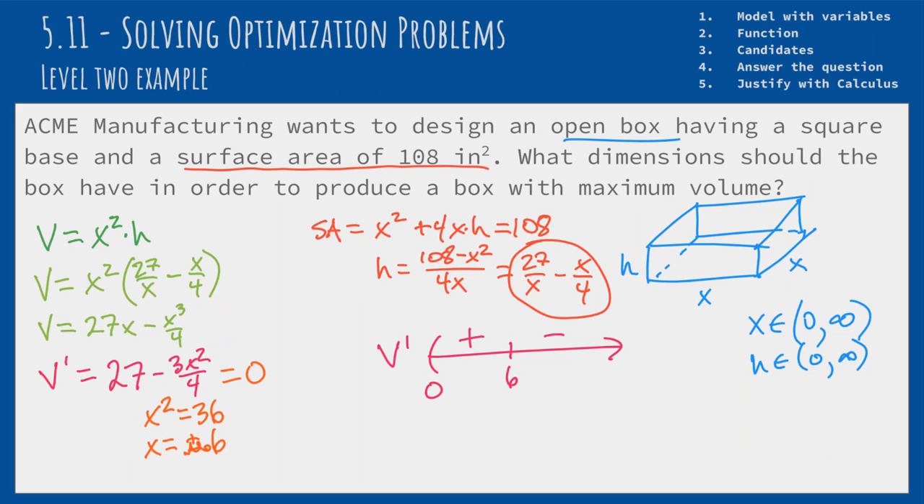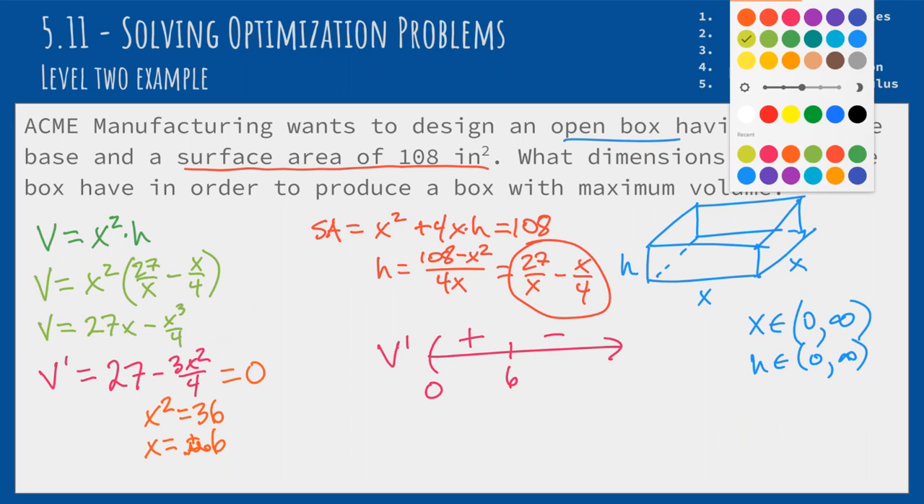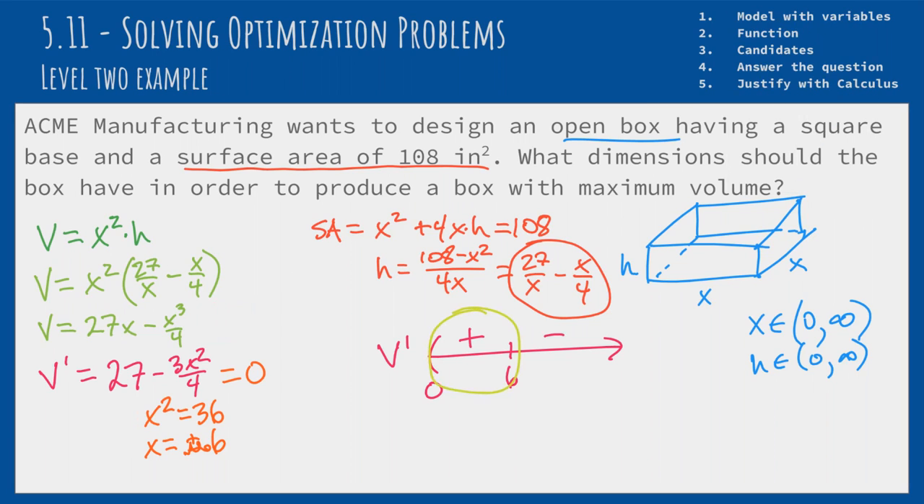So what this tells me is that to the left of 6, as x increases, the volume increases because we have a positive derivative there. And then to the right of 6, the volume starts decreasing. So as x gets bigger, closer to 6, the volume's also getting bigger. And then once we hit 6, the volume starts getting smaller again. So at x equals 6, we're going to get that maximum volume.